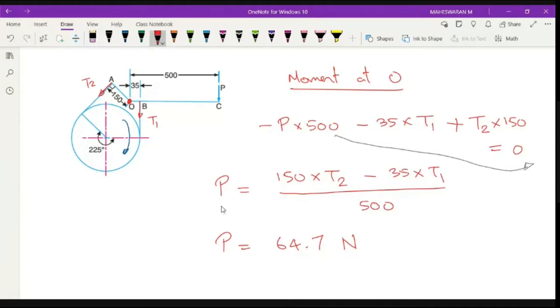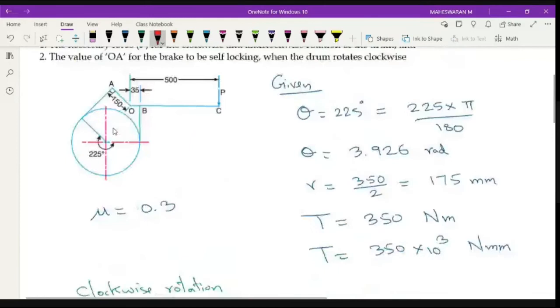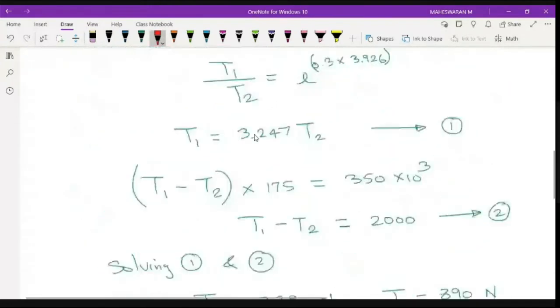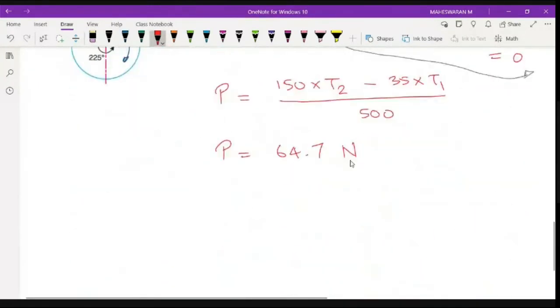So I am rotating in clockwise. Another question they have asked, we can complete that also. This is not yet complete. This is partially completed because we completed only clockwise. They are also asking what is the force P when it is rotating in anti-clockwise direction. We will leave that for now. Before that, for clockwise they are asking one more: what is the value of OA for the brake to be self-locked? So the value of OA is nothing but 150.